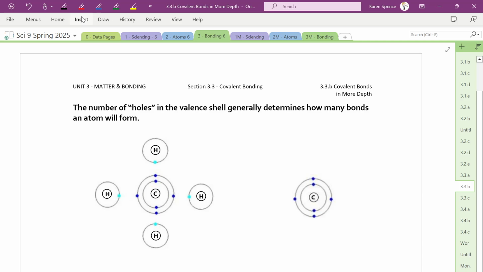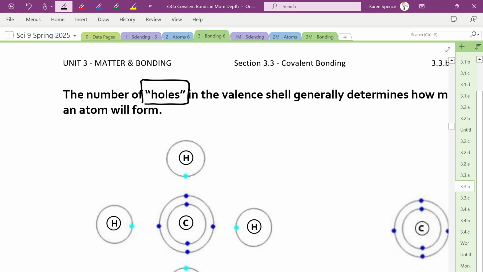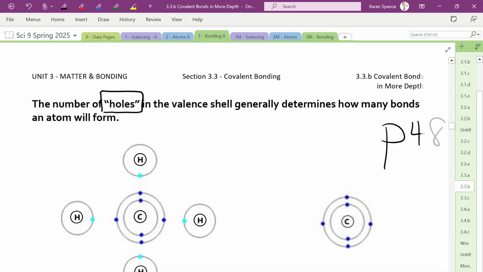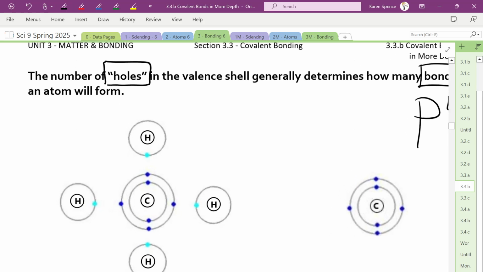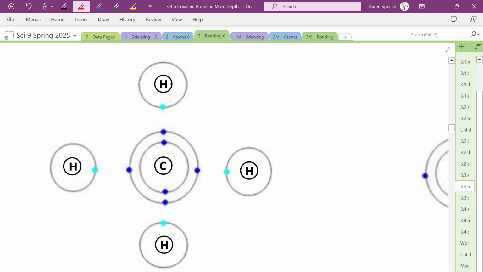So we're now on page 48. The number of holes in the valence shell generally determines how many bonds an atom will form. So how many holes are there in hydrogen? One hole, one gap. Therefore, it's going to form one bond. How about carbon? How many gaps are there in carbon? 1, 2, 3, 4 gaps.